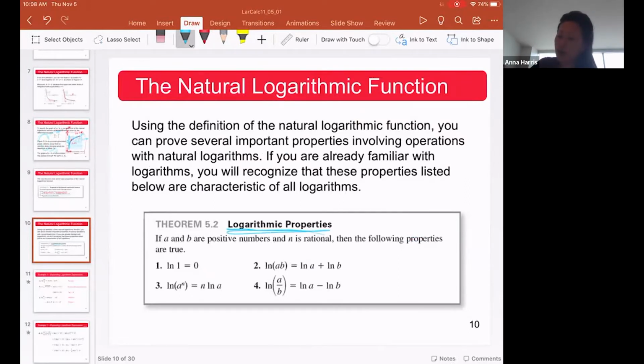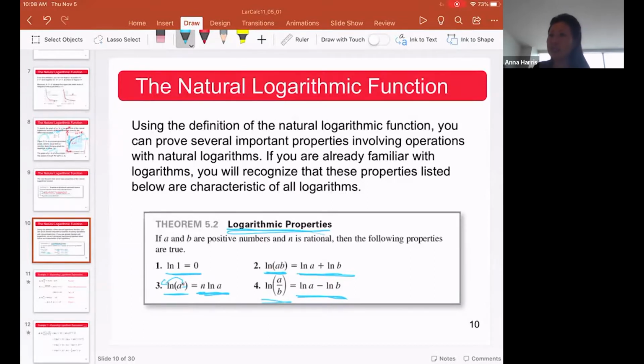So natural log of 1 is 0. And when you have a natural log of a times b, you can make it into two terms: natural log of a plus natural log of b. Next one, when you have a natural log of a to the n, with n as your power, you can bring down the n in front, and it becomes a coefficient of your natural log. So n times natural log of a. Next one, when you have natural log of a divided by b, you can make it into two terms: natural log of a minus natural log of b.